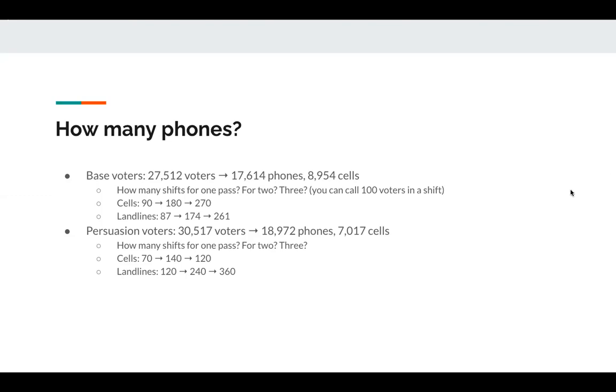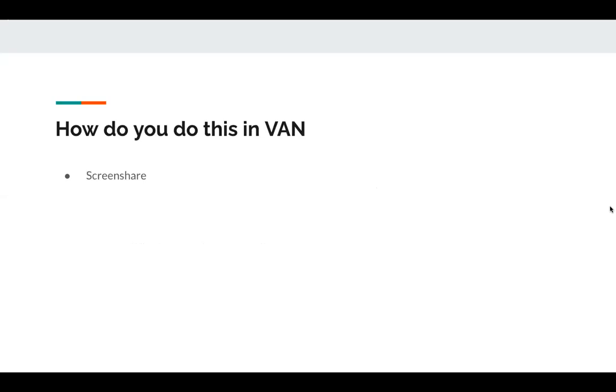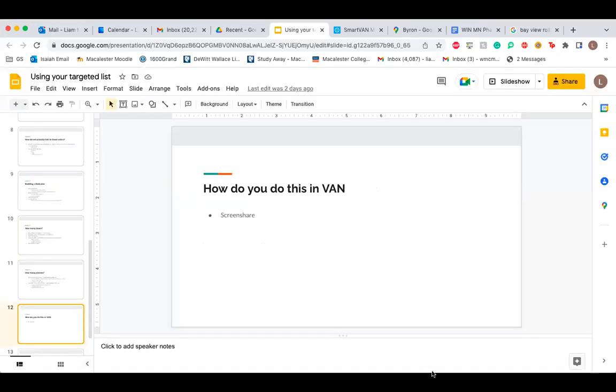Okay, so how do you do that in VAN? I already shared my screen, just showed you where you can go to see how many doors and how many phones there are. When you're creating a list, actually, let me jump back into VAN, and I will just show you how you can create a list and look for specific kinds of phone numbers.